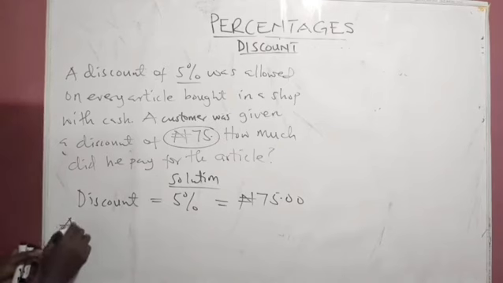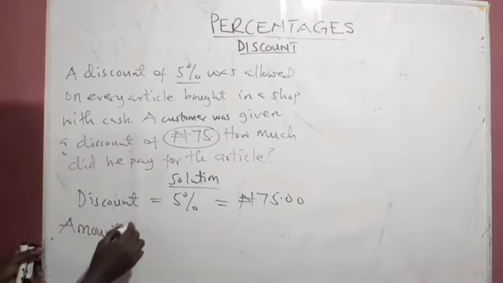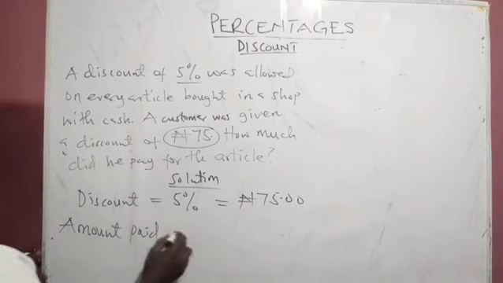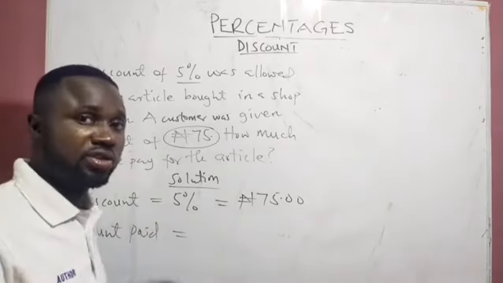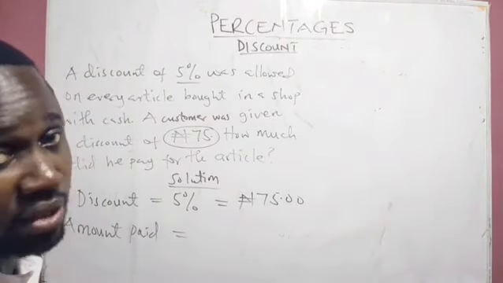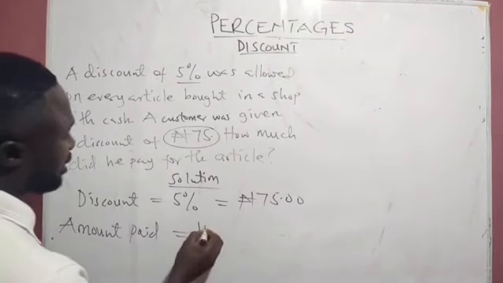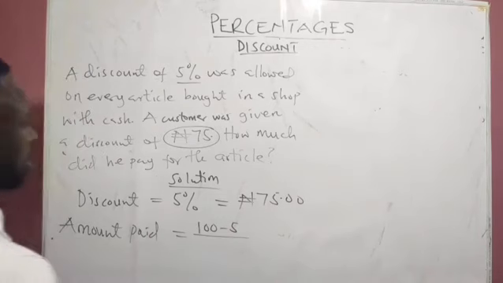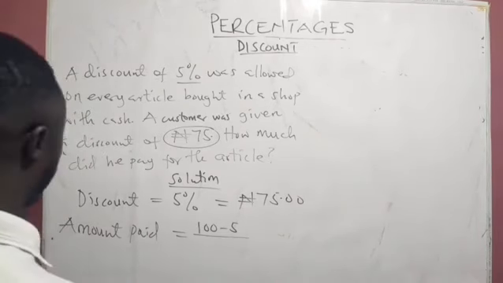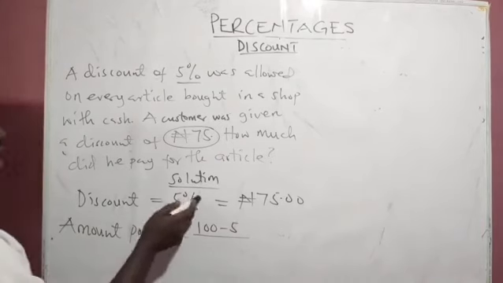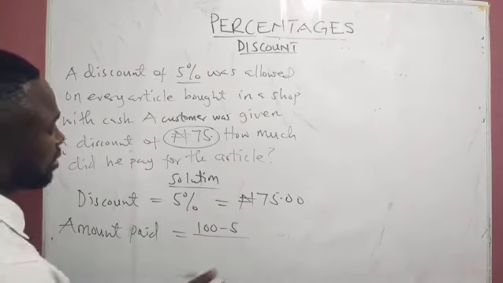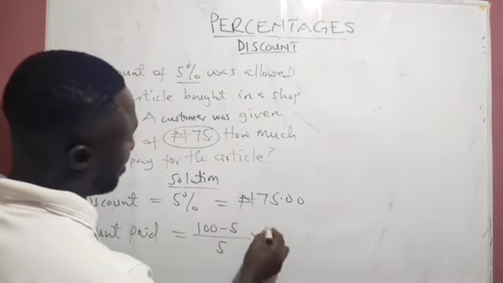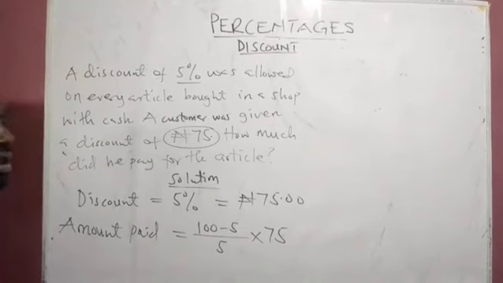So how much did he pay for the article? We are now going to look at the amount paid. Since he was given a discount of 5%, it means he's not going to pay 100%. He's going to pay 100 minus 5, which is 95. And this 5% corresponds to 75. So we are going to divide by 5 and multiply by 75. It looks so simple.